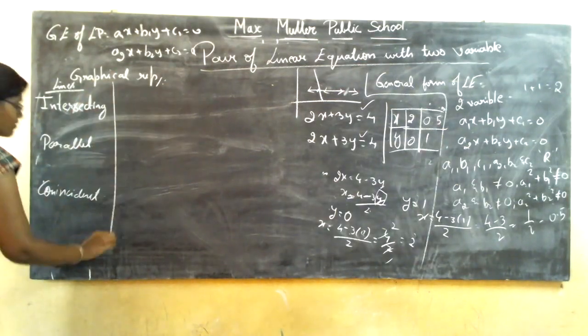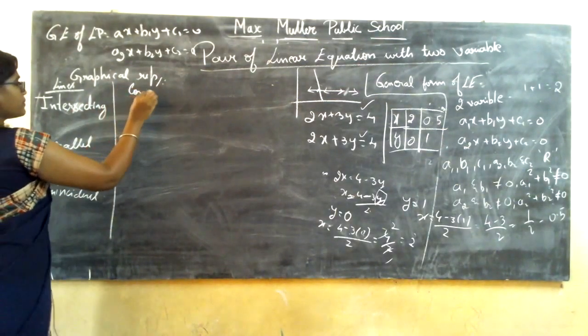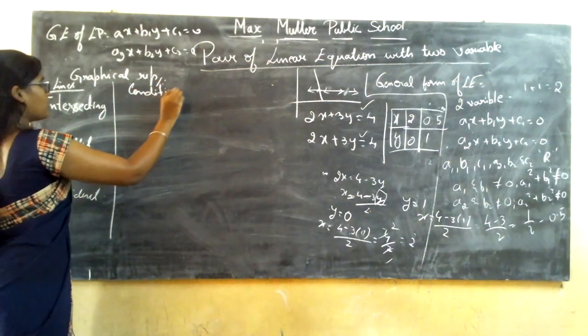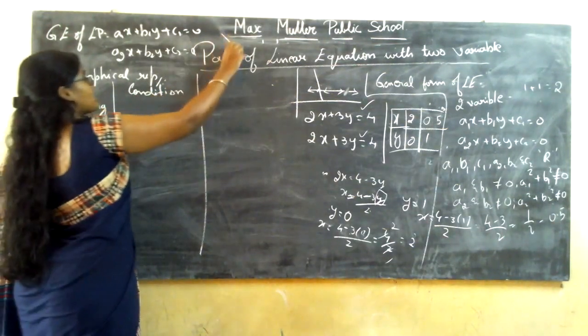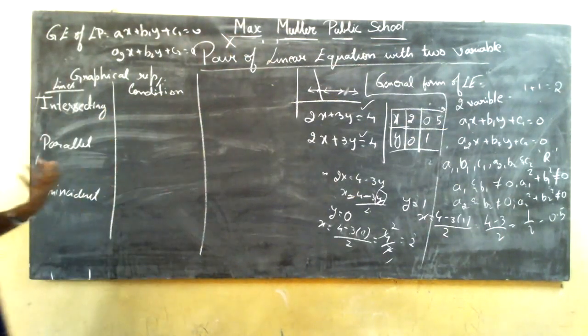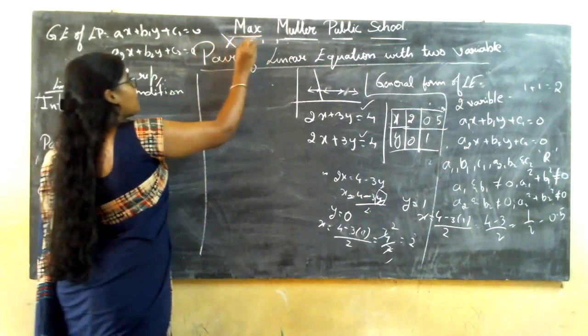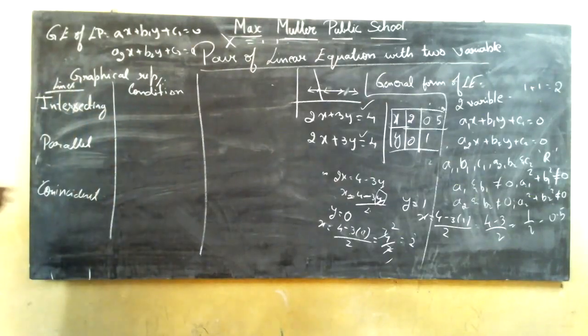Now, for this graphical representation, what should be the condition? Till now you were seeing how lines are represented. If you see the lines as crisscross, then you would have said it is an intersecting line, because you will be having one intersecting point. If no points are getting intersected, then you would have told it as a parallel line. If all the points are intersecting, then you would have told it as a coincident line.